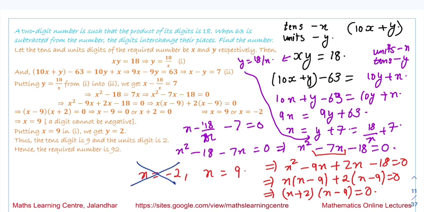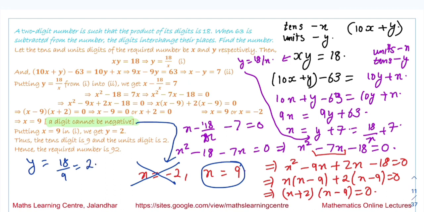Now we are saying that x is equal to minus 2 is not possible because a digit cannot be negative. If we have some number, then one of its digits cannot be negative. So we have x is equal to 9. So the value of y that we get is 18 by 9, which is equal to 2.